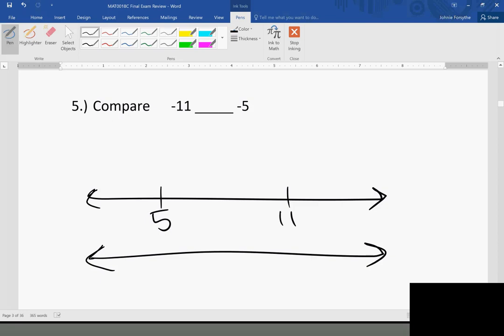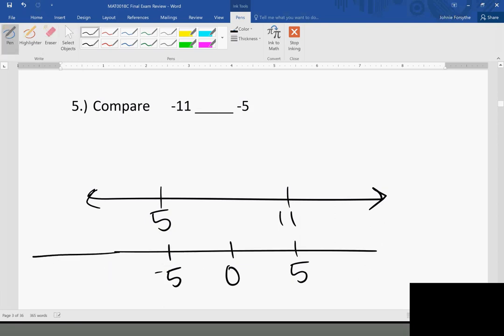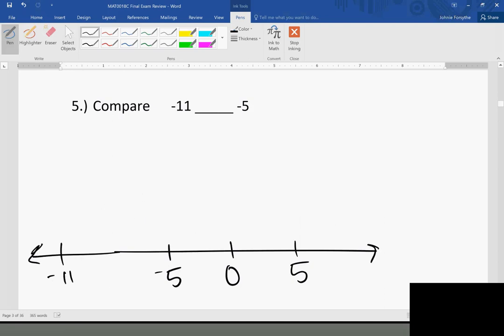But we have -11 and -5. So remember that on a number line, let's say we have 5 over here. Well, less than 5 would be 0, and then less than 0 would be -5. So that means that less than negative 5 would be negative 11. All right? So this tells us that negative 11 is less than negative 5. So don't let the negative signs throw you off when you are comparing integers. Okay? That's kind of the main point with this problem here.